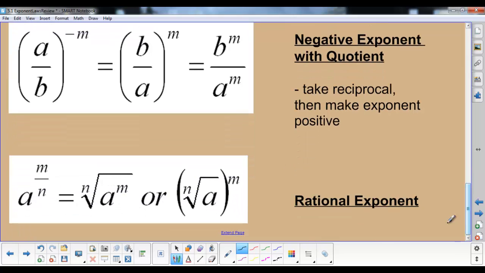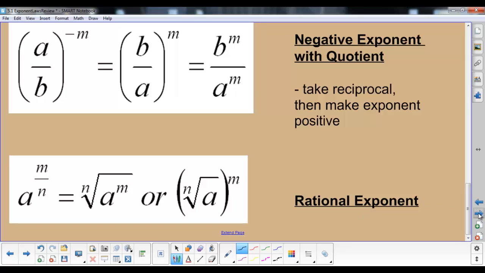And then finally, we have rational exponents. So a to the power of m over n. Notice that this does become a radical. So the denominator becomes the root, and the numerator becomes the exponent. So there are two ways that you can deal with this question. You can take your base, raise it to the exponent m, and whatever that answer is, take the nth root of it. Or you can take the nth root first of the base and then raise it to the power of m. Either way, you'll get the same answer.